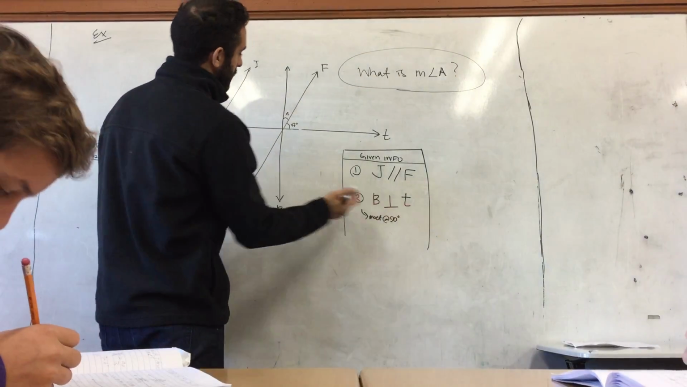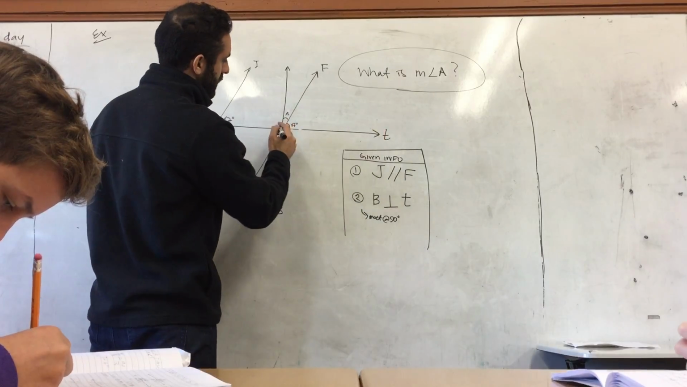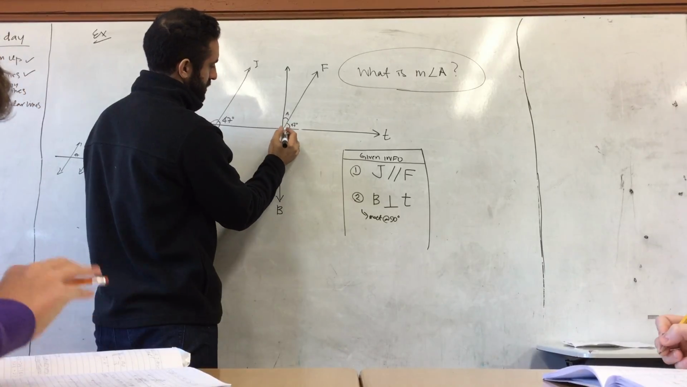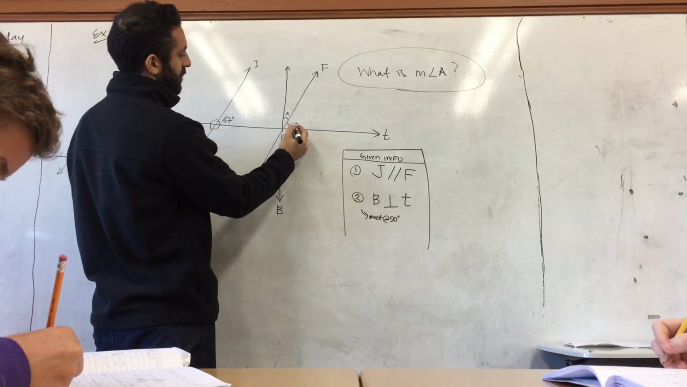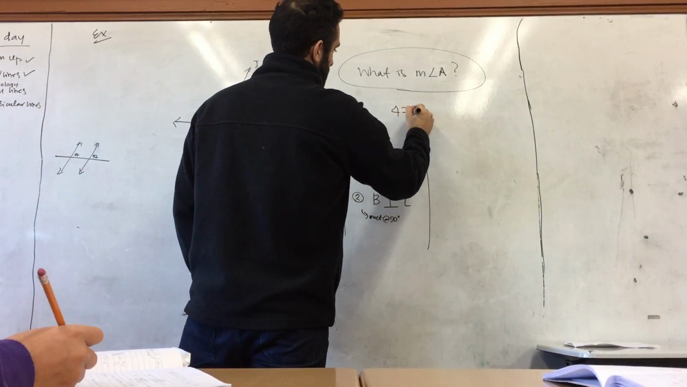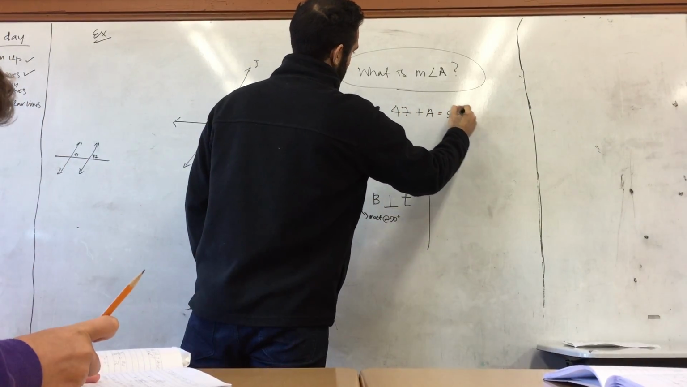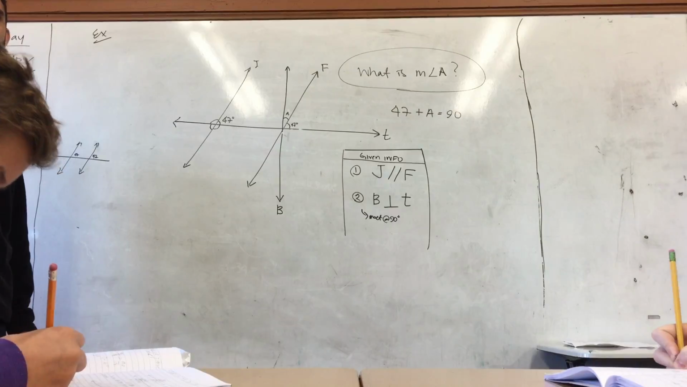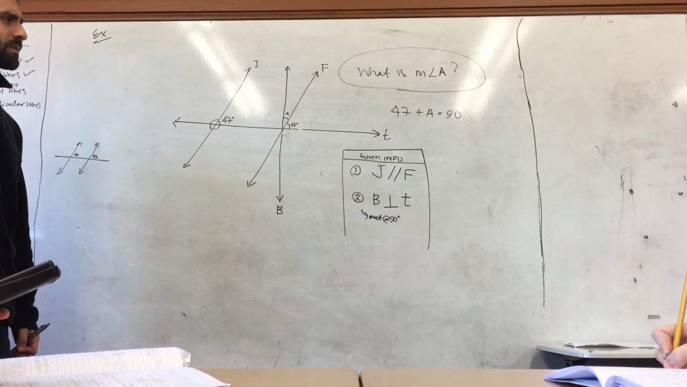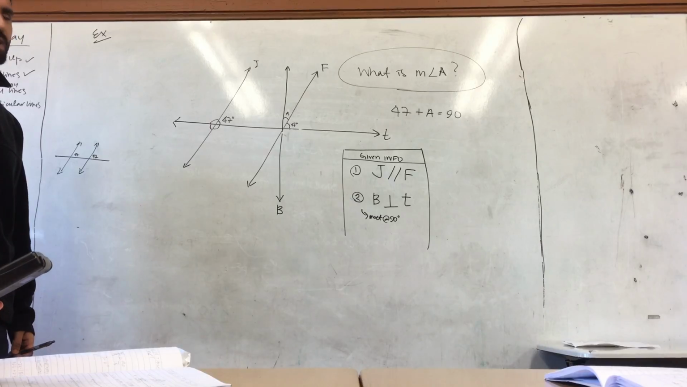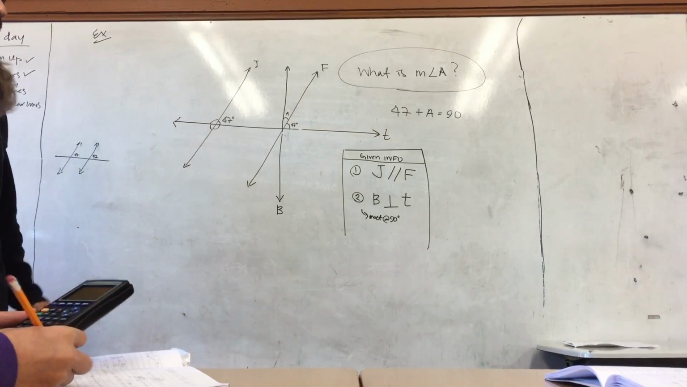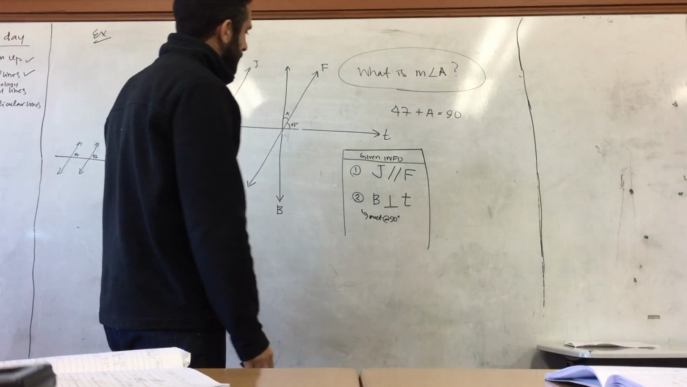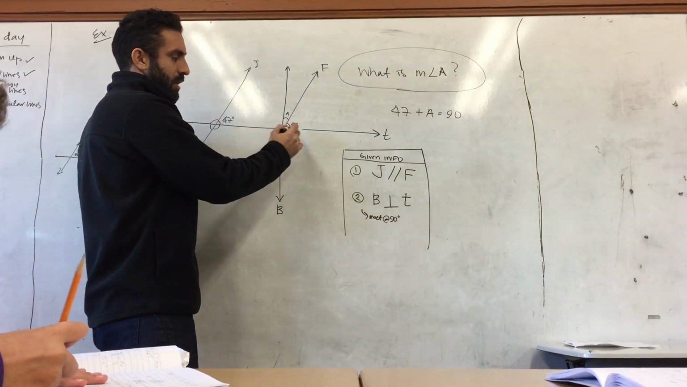If B is perpendicular to T, what does that mean about this angle here, or this one here, which is the same? It's 90 degrees, so 47 plus A is equal to 90 degrees. Now can you solve it? Is it larger than 90? Okay, so it's not that. Do you know how to solve it now? Solve for A.